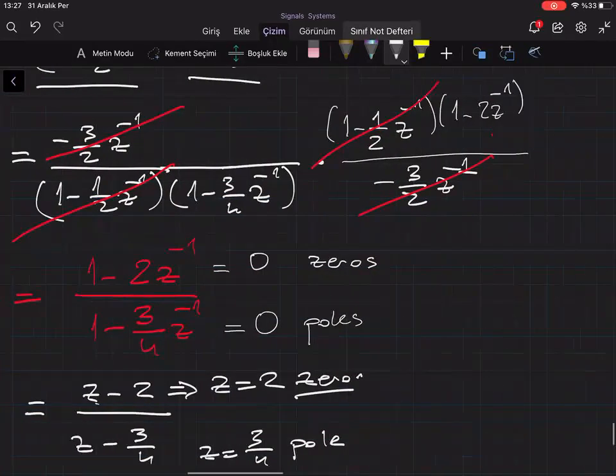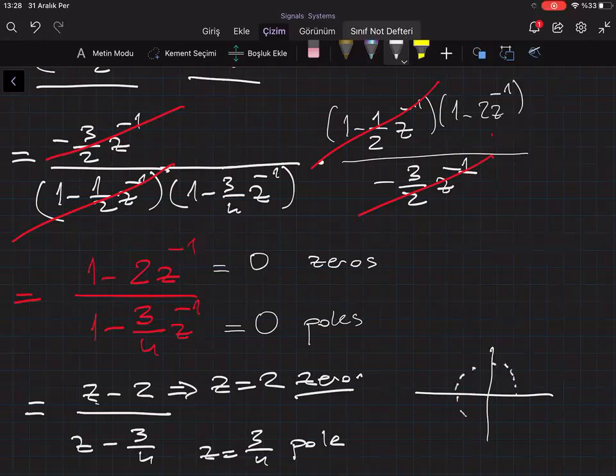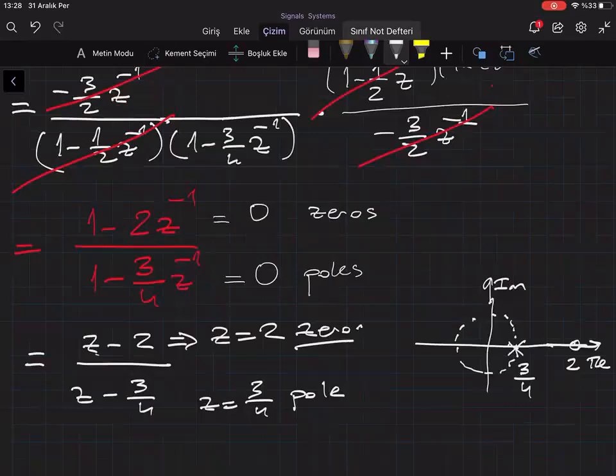Yes. Now I'm going to put my pole here first. Bakın nasıl yapıyorum. Pole. I'm going to put a cross mark at 3 over 4 and at 0 here at 2. Okay, this is going to be the real part of z, and this is going to be the imaginary part of z. And then what is my ROC going to be like?